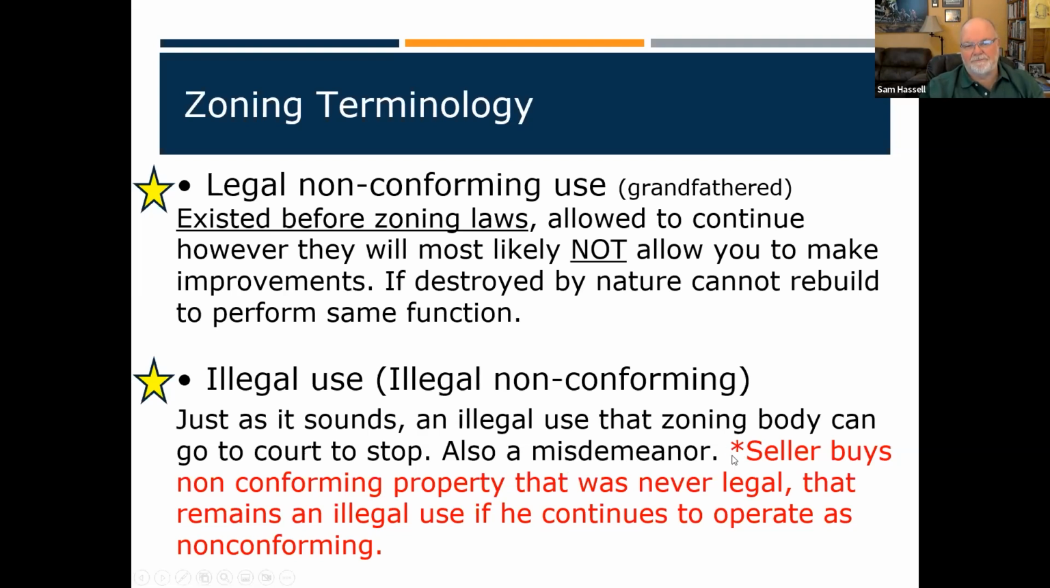Red star here. Seller buys non-conforming property. That was never legal. That remains an illegal use if he continues to operate as non-conforming. So just by selling it doesn't mean it turns legal. It stays illegal, right? You were never given permission to do that. So just by selling it doesn't mean it has to go away.